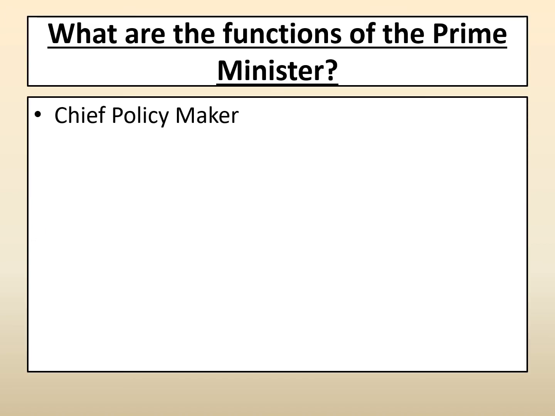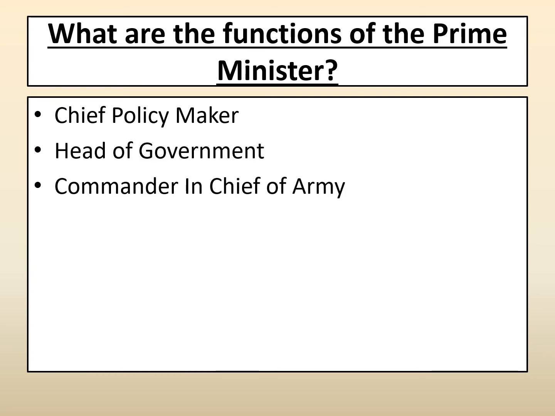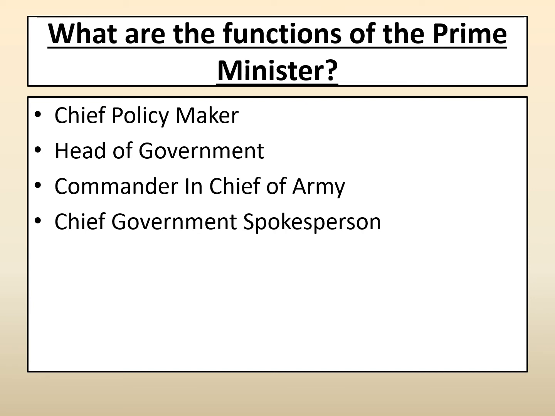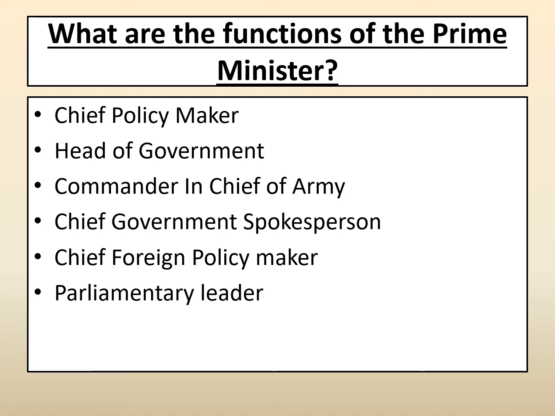Just to recap, the main functions are Chief Policy Maker, Head of Government, Commander-in-Chief of the Army, Chief Government Spokesperson, and Chief Foreign Policy Maker. So if we can't remember what these ones mean, we need to go back to the first lesson that we looked at, where we defined all of these different roles and functions. All of the information is also in the textbook, so go back to that lesson if you don't remember doing this. Oh yes, and parliamentary leader.